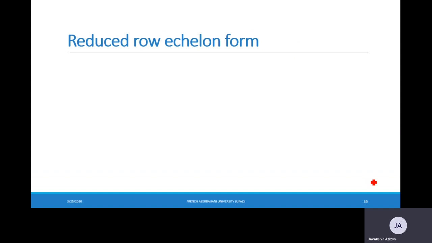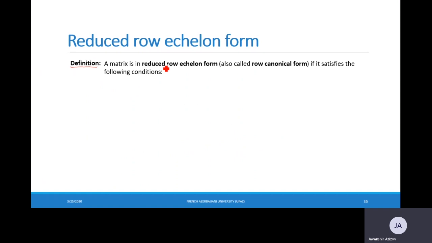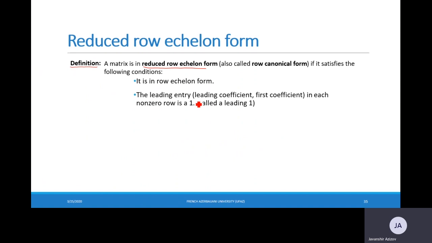Definition: a matrix is in reduced row echelon form if it satisfies the following conditions. A matrix is in row echelon form. The leading entry or leading coefficient in each non-zero row is a 1. It's also called a leading 1. Each column containing a leading 1 has zeros everywhere else.